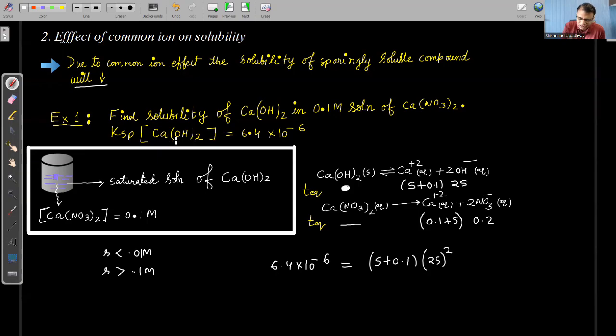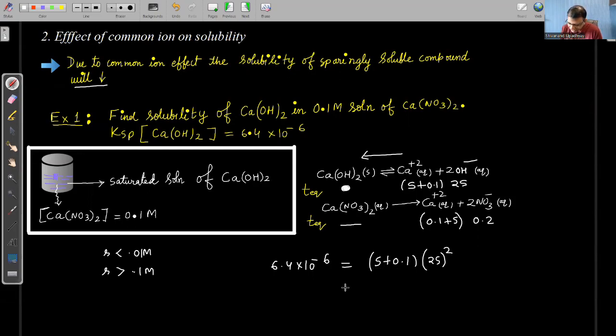Now, since it is a sparingly soluble compound, Ksp is very less, the equilibrium constant is very less, meaning this reaction moving in the forward direction will be less. And there is a common ion effect from calcium nitrate. Calcium 2 plus is mainly coming from this calcium nitrate. So assuming that this Ksp is very less, the reaction moving forward will be very less, and there is common ion effect. Because of that, we can take an approximation that the value of S is very small with respect to 0.1. After calculating, we'll check whether our assumption is correct or not.